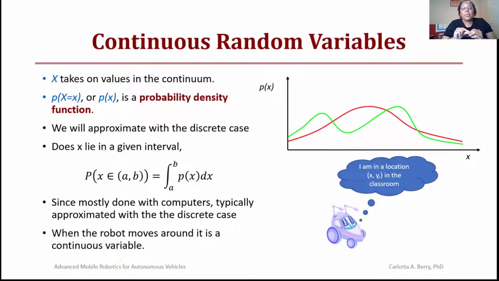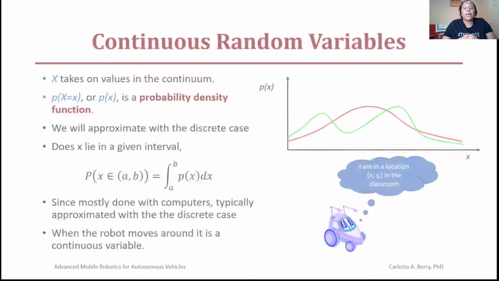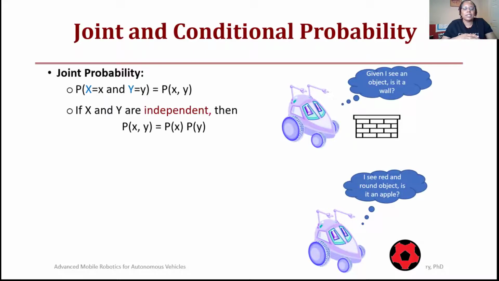When the robot moves around the environment, this would be an example of a continuous variable. The robot would then ask questions such as, I am in what location in the classroom? X comma Y, where that could take on a continuous number of values, assuming the robot can navigate most spaces in the room. What about joint and conditional probability?